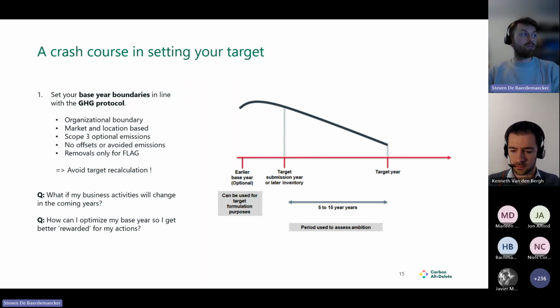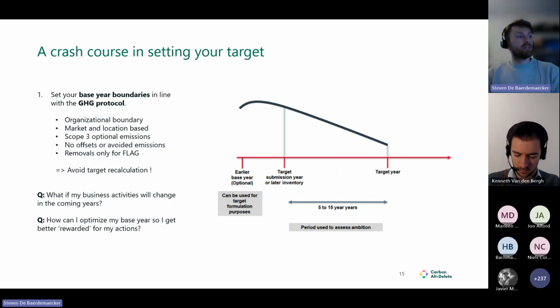The SBTi really focuses on your actual emissions, and only for FLAG, the FLAG SBTi, so the forest, land and agricultural guidance, or sector, just in general, the agricultural and land sector, you have the possibility, again in line with the greenhouse gas protocol land sector and removal guidance, to take into account your removals.